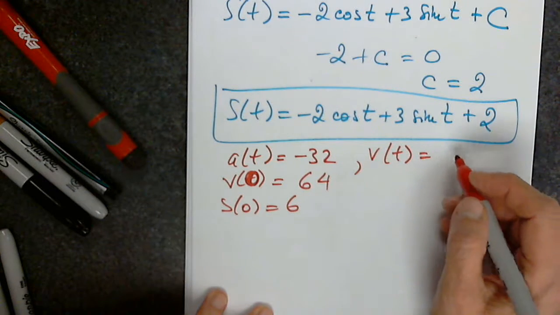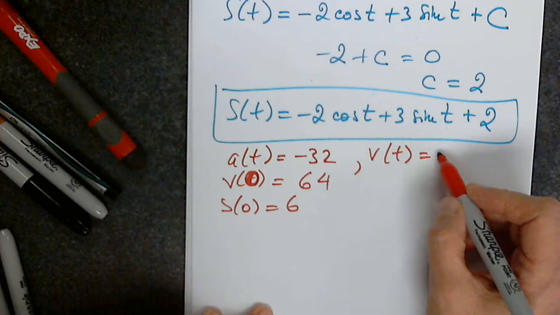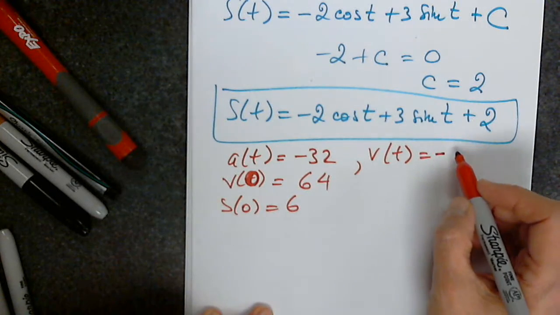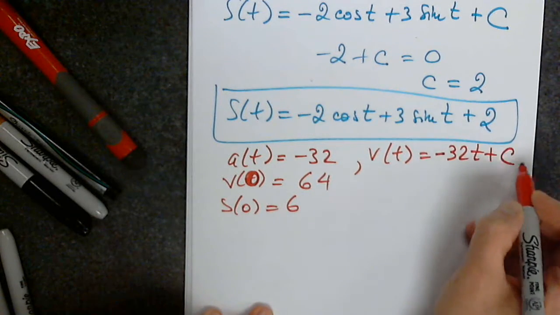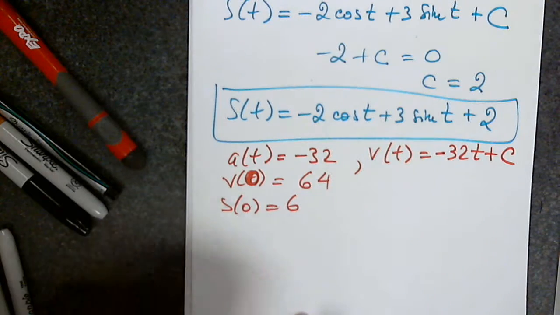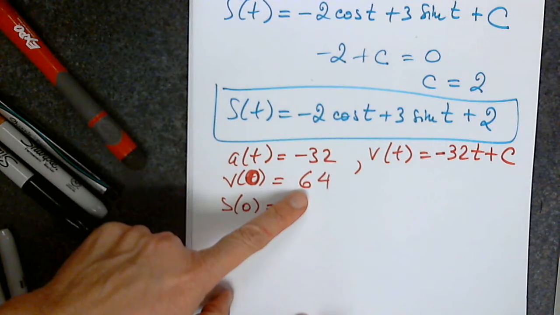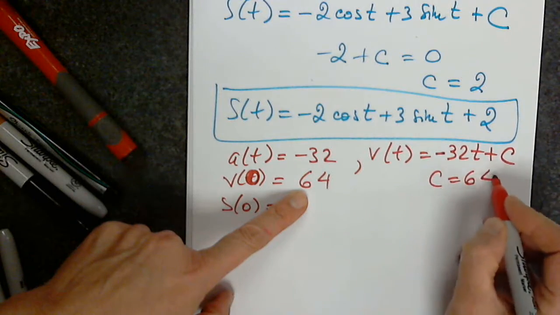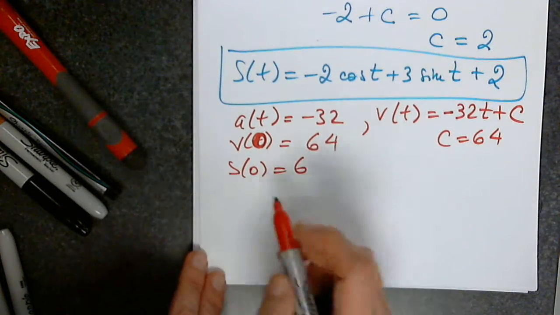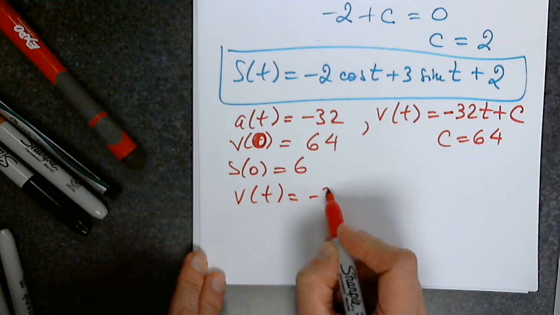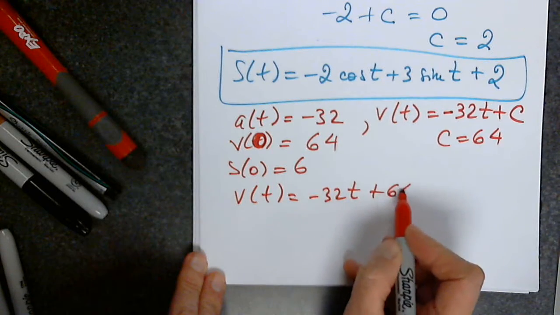Do we have the velocity? Negative 32t plus a constant c. We know that v of 0 is 64, so c is 64. So v of t equals negative 32t plus 64.